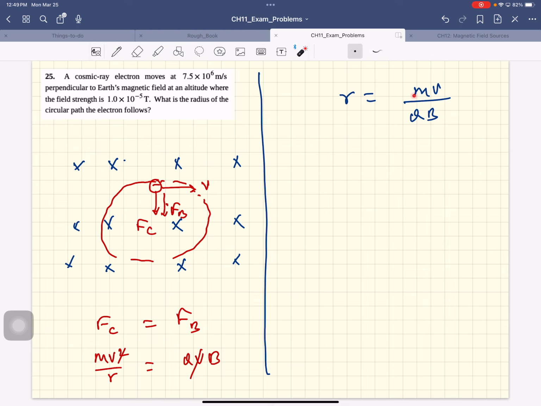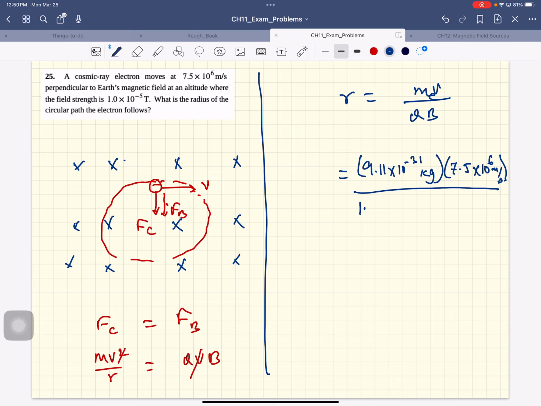So what does this say? The greater the mass, the greater the radius. So, for instance, a proton in the same field, the mass of a proton is 2,000 times greater than the mass of the electron. So a proton's radius would be 2,000 times greater for the same velocity and all that. You know? All right. So mass of the electron is 9.11 times 10 to the minus 31 kgs. The velocity is 7.5 times 10 to the 6 meters per second. The charge of the electron is 1.6 times 10 to the minus 19 coulombs. And 1 times 10 to the minus 5 Tesla.